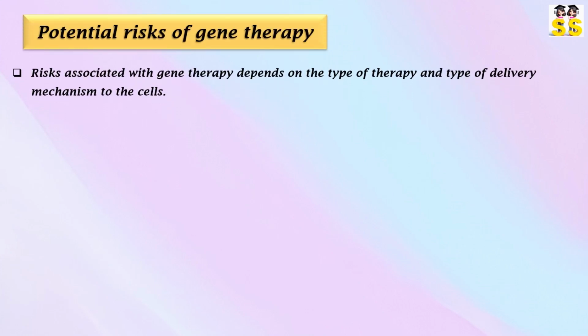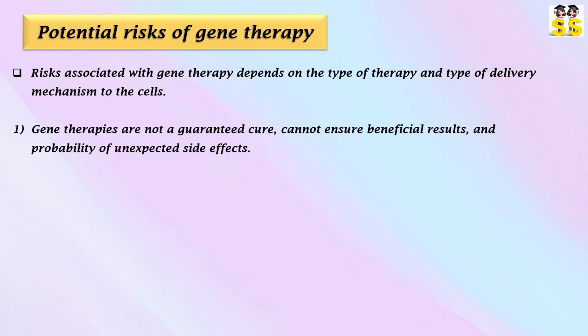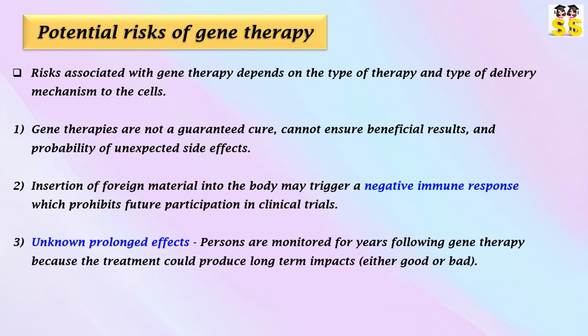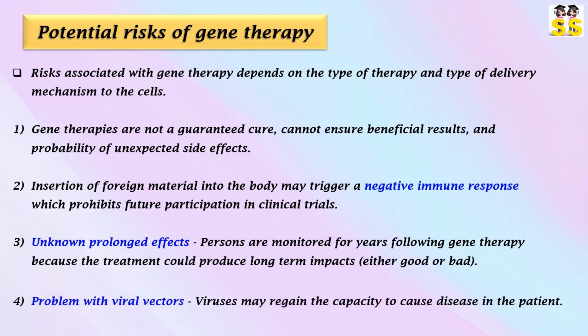Coming to the potential risks of gene therapy. The risks associated with gene therapy depend on the type of therapy and the type of delivery mechanism to the cells. Gene therapies are not a guaranteed cure, cannot ensure beneficial results, and carry the probability of unexpected side effects. Introducing foreign material into the body may trigger a negative immune response which prohibits future participation in clinical trials. Persons are monitored for years after gene therapy because the treatment could produce either good or bad long-term impacts. Sometimes, the modified viruses may regain the capacity to cause disease in the patient.